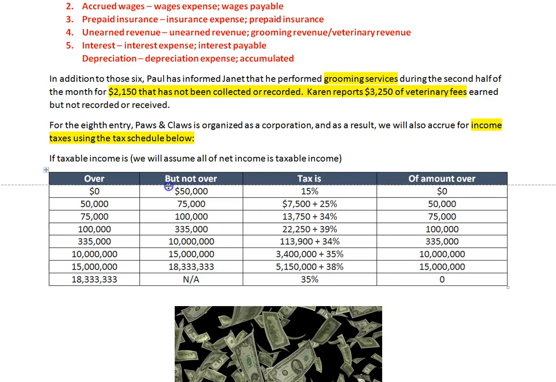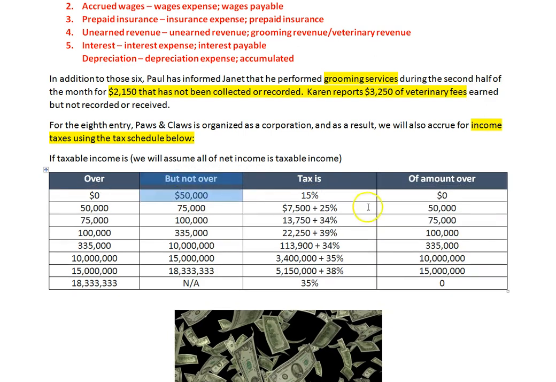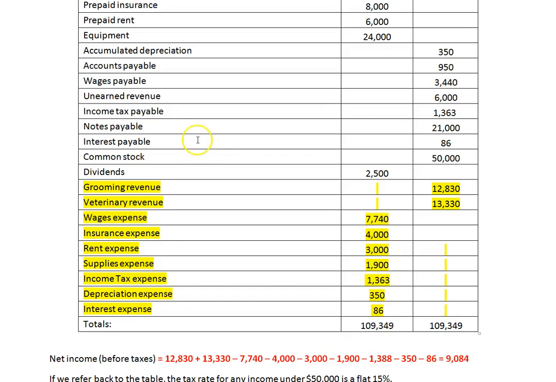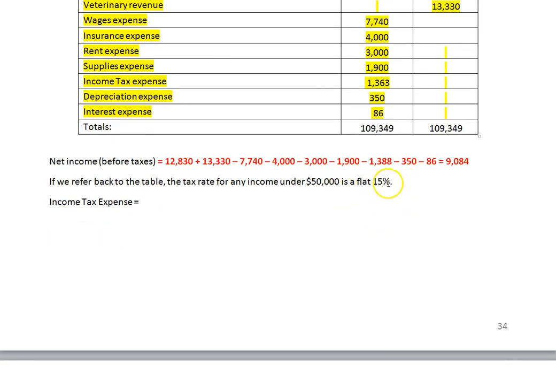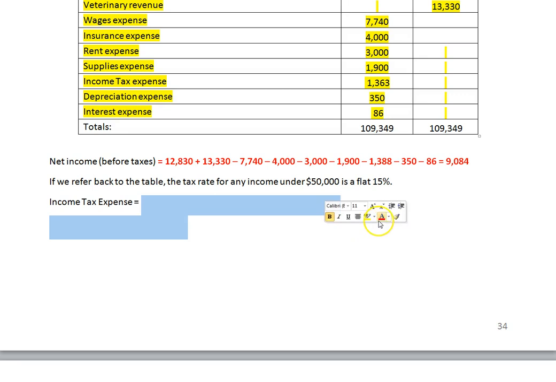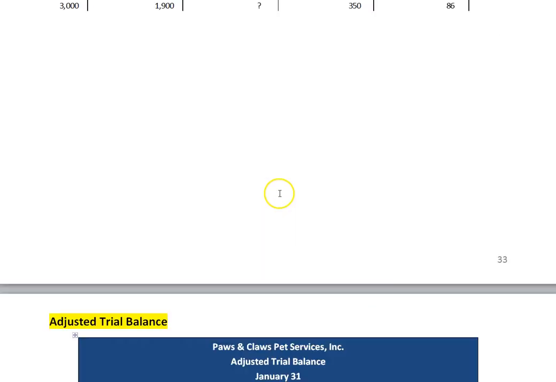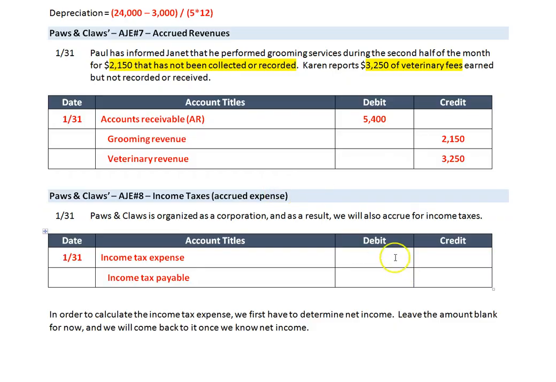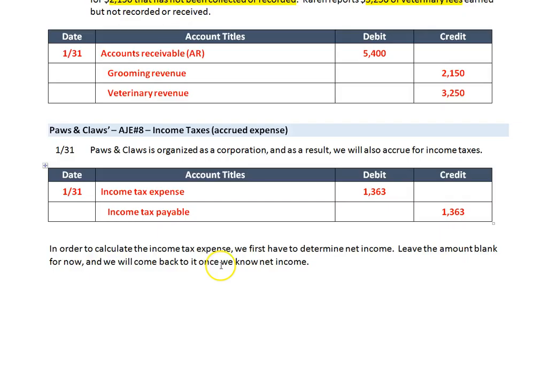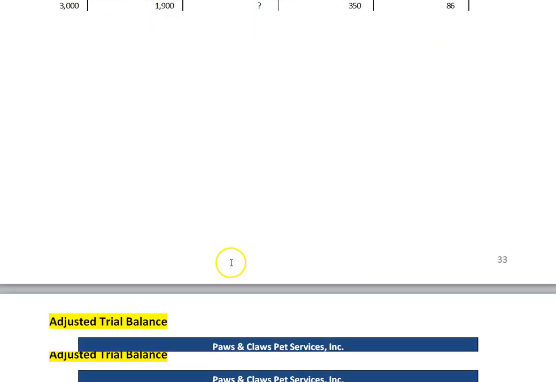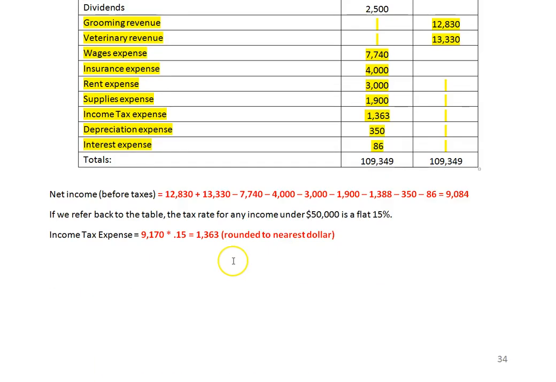Like I told you, it's going to end up under 50,000, so everything's going to be taxed at 15%. So it's a flat 15% from the table. So 9084 times 15% is 1363. That's the amount of our adjusting entry. We had to leave that one blank until we figured out their income before income taxes. So that's our amount. Don't worry, you're not going to see the income tax one on anything. Just put it in there.